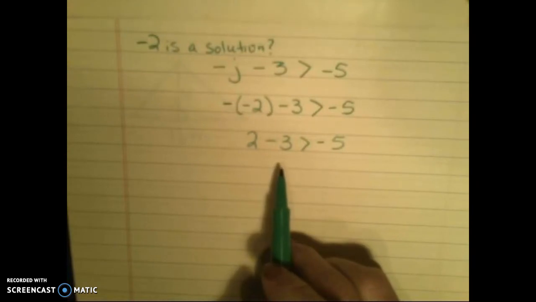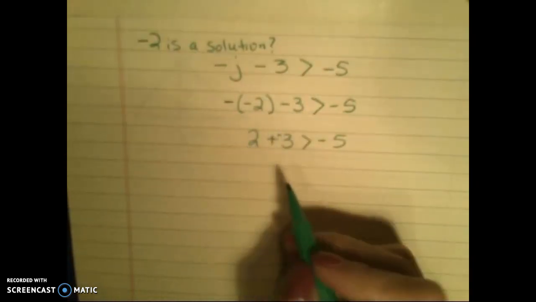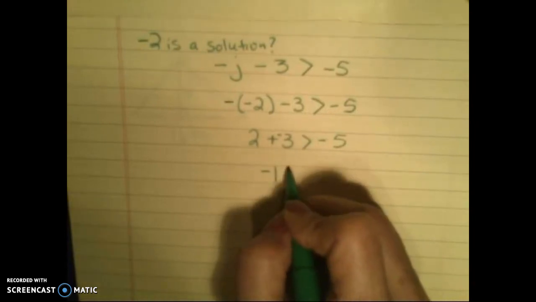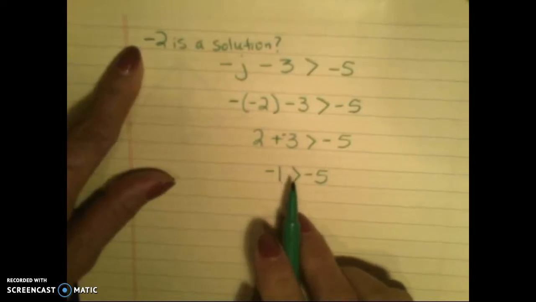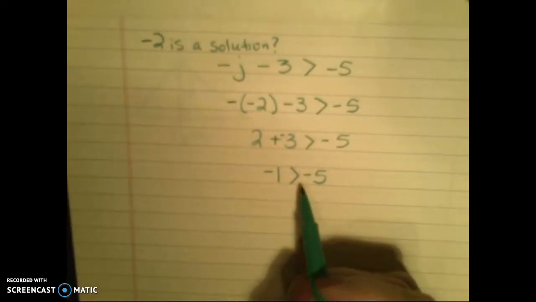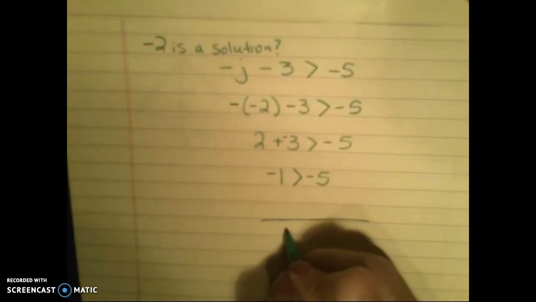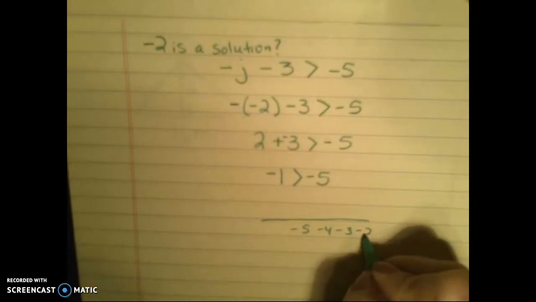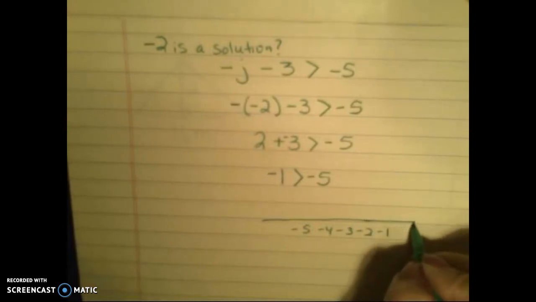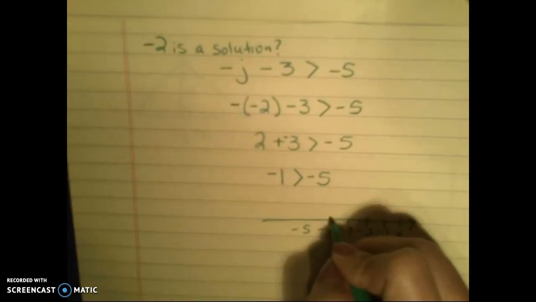Now we're going to solve to c. So this is plus a negative. Remember, that's how we subtract integers. And that gives me -1 is greater than -5. Is that a solution? Yes, because -1 is greater than -5. So if I had on the number line, I have, see my -5, -4, -3, -2, -1, and 0.